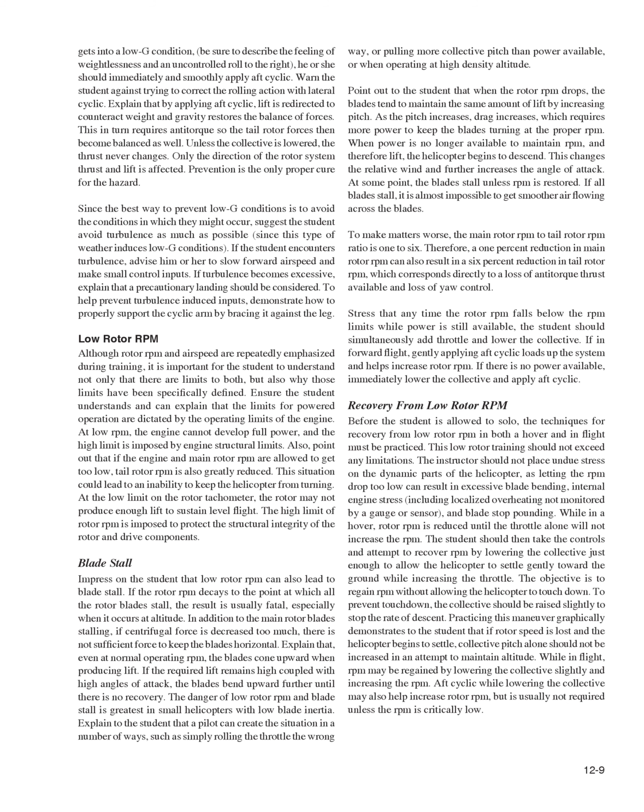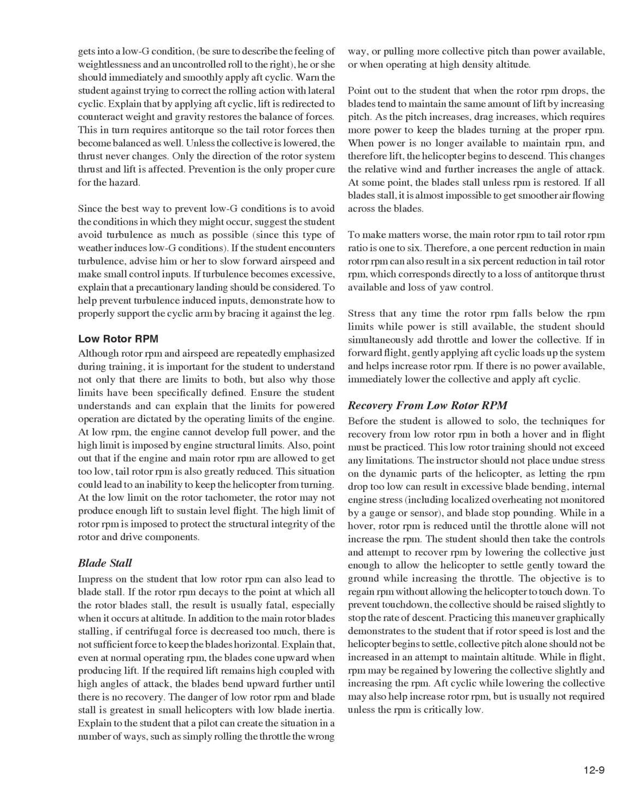To prevent touchdown, the collective should be raised slightly to stop the rate of descent. Practicing this maneuver graphically demonstrates to the student that if rotor speed is lost and the helicopter begins to settle, collective pitch alone should not be increased in an attempt to maintain altitude. While in flight, RPM may be regained by lowering the collective slightly and increasing the RPM. Aft cyclic while lowering the collective may also help increase rotor RPM, but is usually not required unless the RPM is critically low.